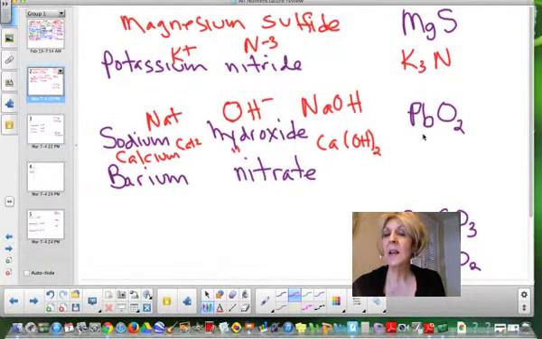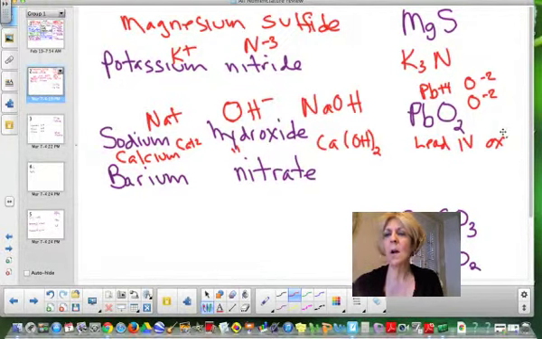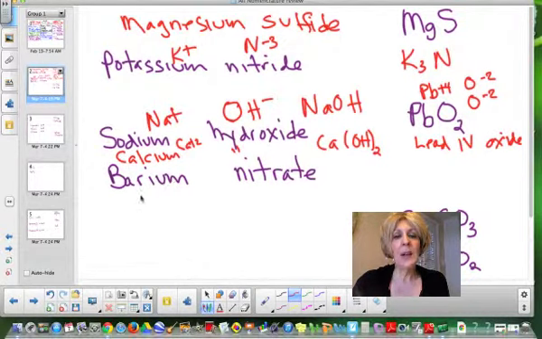This is lead. So I need to use a Roman numeral for this. Well, oxide I know is a -2 charge, and I have 2 of them. And I have 1 lead, and therefore the charge on the lead must be +4. And so this is lead 4 oxide. Awesome.